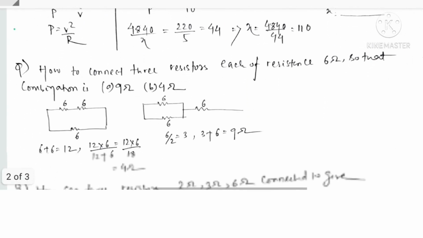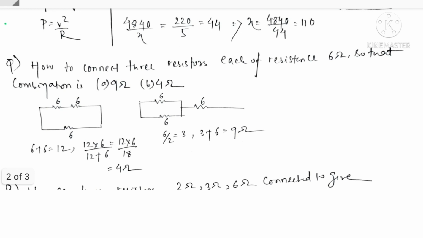Now next question: how to connect 3 resistors, each of value 6 ohm, so that the combination is 9 ohm and 4 ohm. Okay, we have 3 resistors each having value 6 ohm. How to combine them? So it's the first one, this combination. What we have done, we have connected two 6 ohm in parallel, so equivalent will be R by X, that is 6 by 2, 3. And this 3 with this 6 in series. So 6 plus 3, 9 ohm.